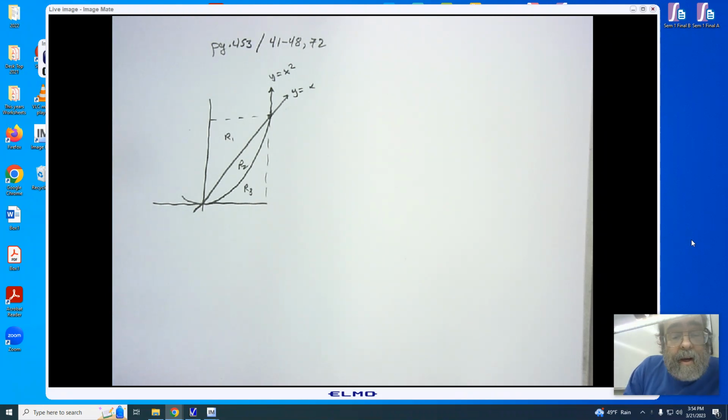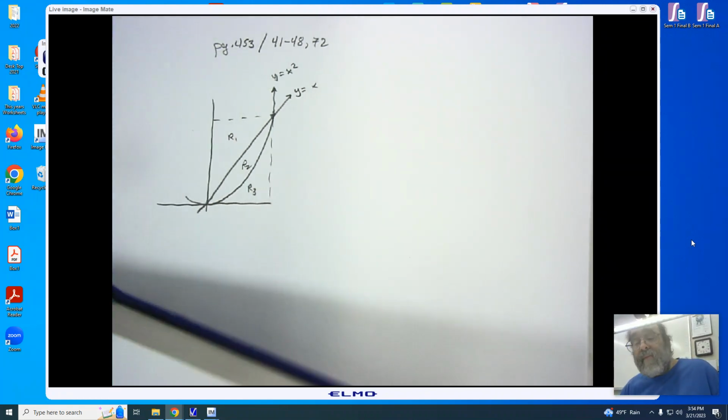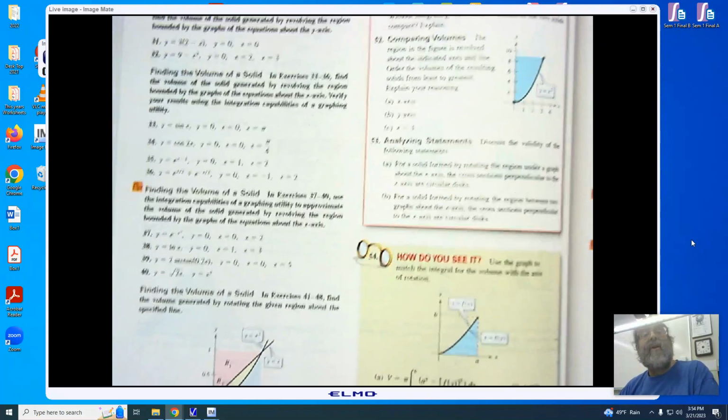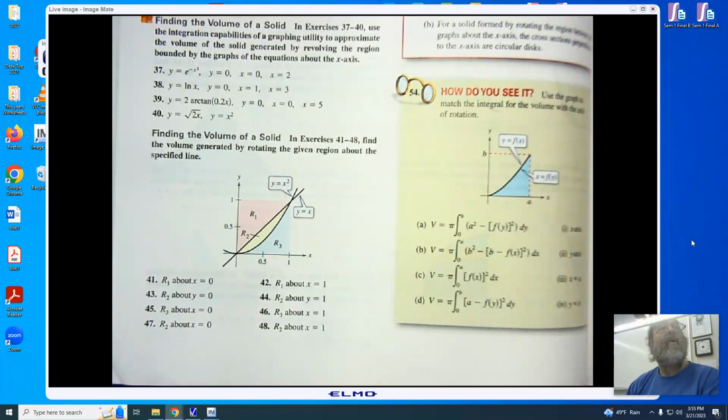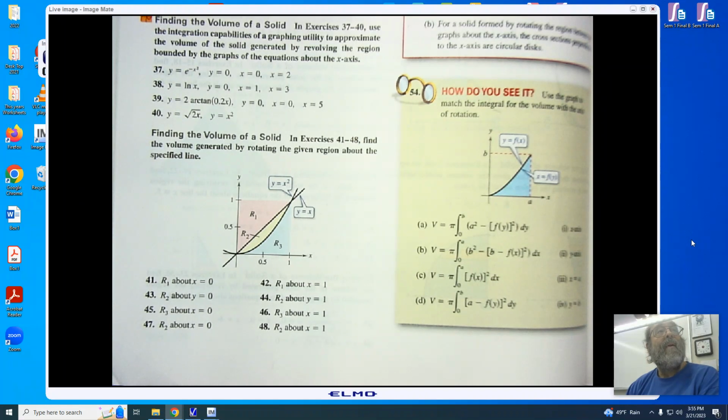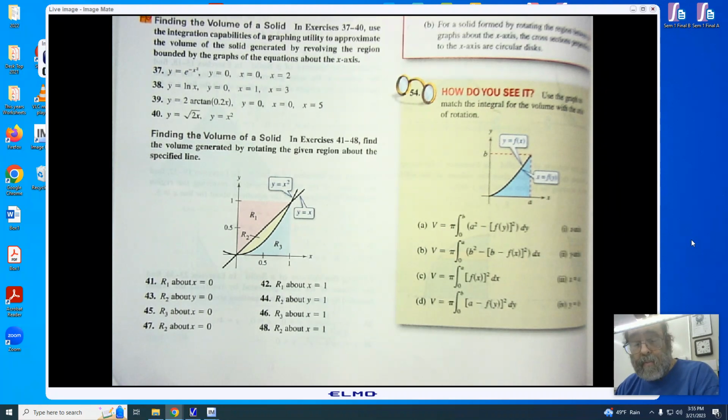Please be aware in numbers 41 through 48, they are specifically giving you a graph. This graph has three regions in it. And we are trying to revolve about x equals 0, x equals 1 for numbers 41 and 42. Then R2 revolved around y equals 0 and y equals 1. And then 45 through 46, I'm letting you try to do on your own, and since they fit numbers 41 and 42 fairly well, that shouldn't be too much of a problem.